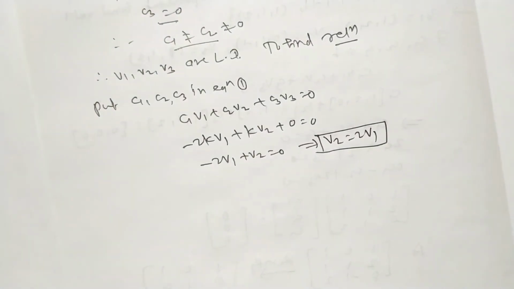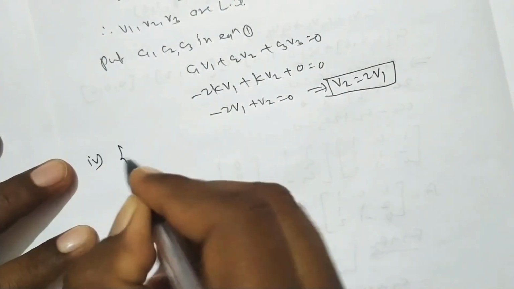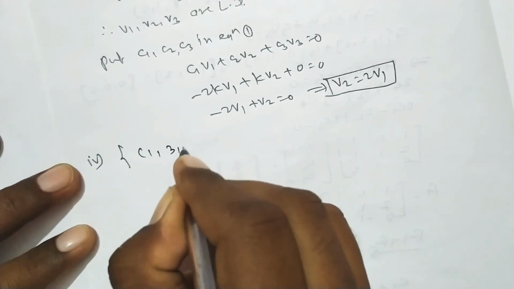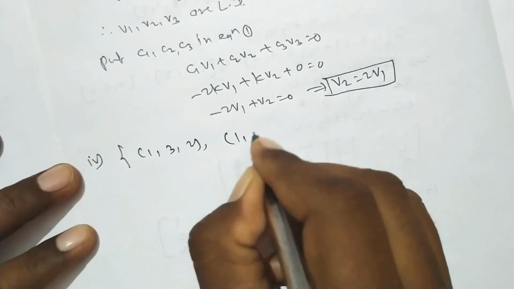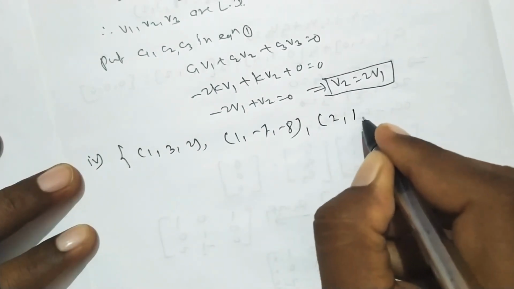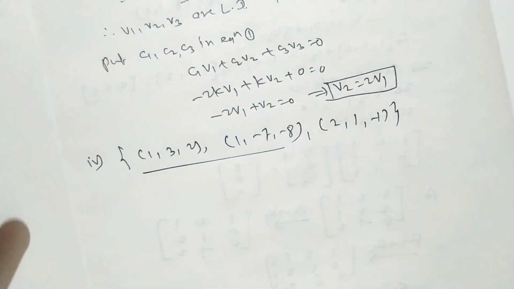Okay, so next problem, same problem, you try this, that is the fourth. Try this set: 1 3 2, then 1 minus 7 minus 8, and 2 1 minus 1. Try this at home, check whether these vectors are linearly dependent or independent. If dependent, then find the relation. I think these are sufficient problems for linearly dependent and independent. Now you can solve any problems.